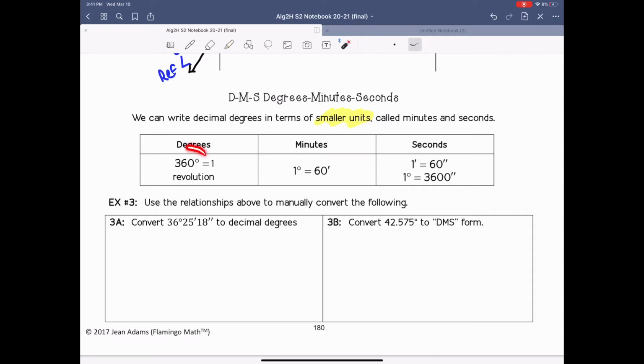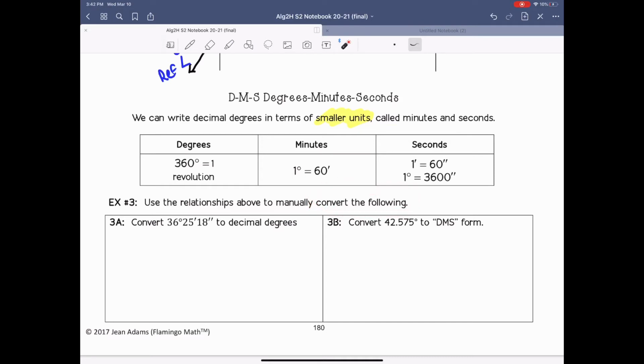So there are 360 degrees in one revolution around the coordinate plane. We already know this, but what we don't know is what minutes and seconds are represented by. So 1 degree is equivalent to 60 minutes, and furthermore, 1 minute is equal to 60 seconds, just kind of like the actual clock is, right? And if I wanted to jump from degrees to seconds, well, since there is 60 minutes in 1 degree, and every minute has 60 seconds, 60 times 60 gives you 3,600. So 1 degree is equivalent to 3,600 seconds. And we're gonna use these conversion factors to convert the following.